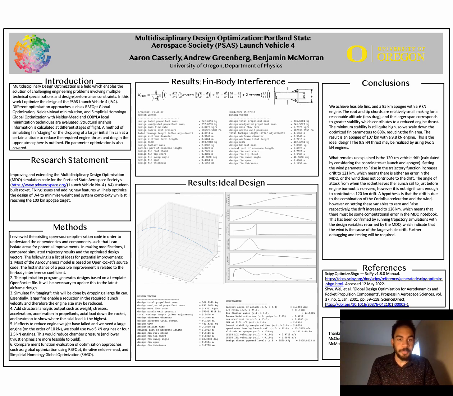And so results were that I created or modified the aerodynamics model and improved the fin body interference aspect of the aerodynamics model. The noticeable change in the design vector was that the nozzle exit pressure increased, which indicates that the fin body interference is more accurate.